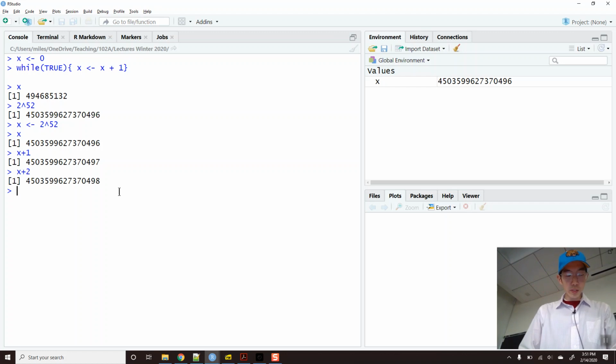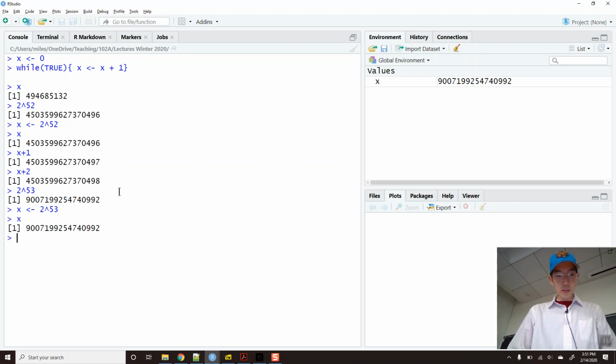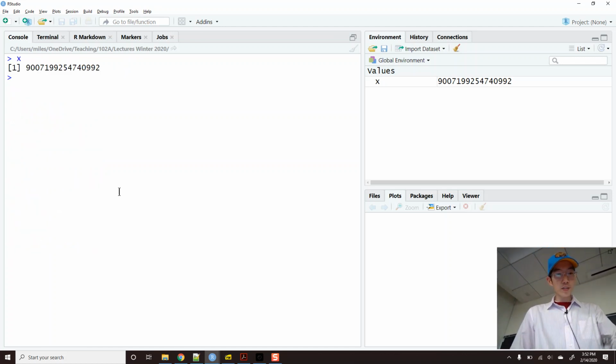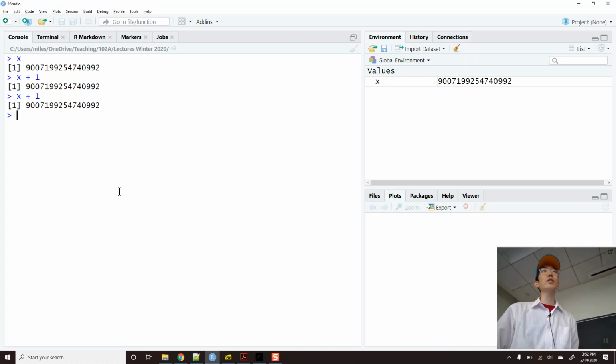But what happens is, once I reach this, let me say x is this. If I try to do x plus 1, look what happens. It returns the same number. So x ends in 992. And if I say x plus 1, it ends in 992 again. I get stuck here. What has happened?